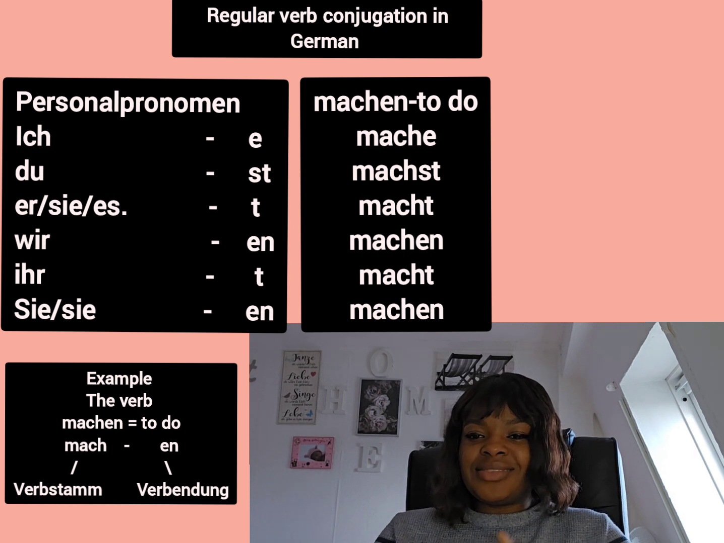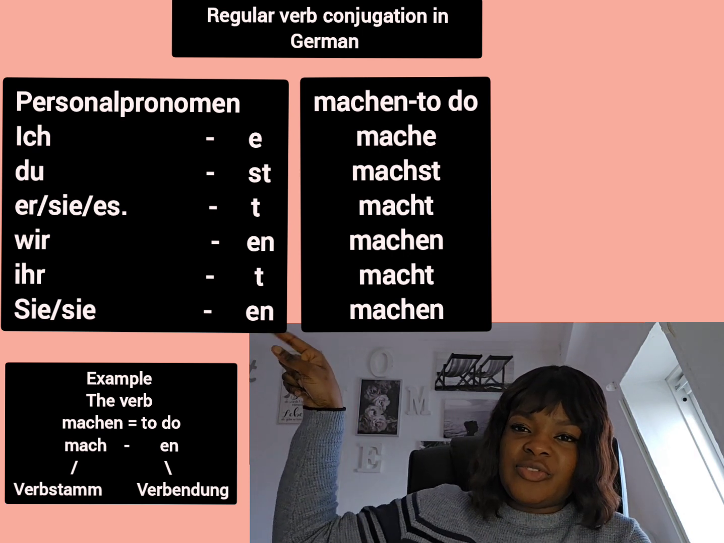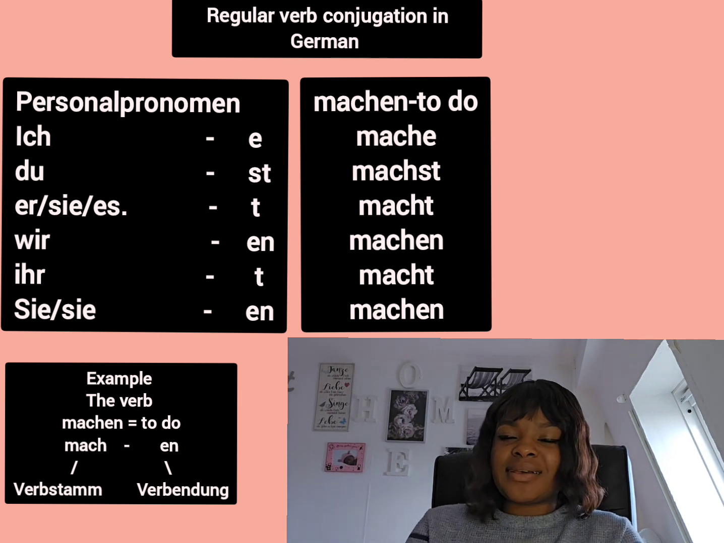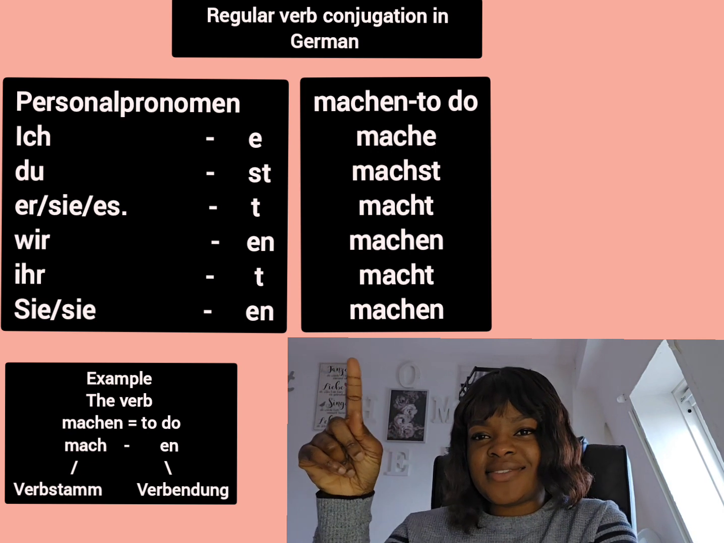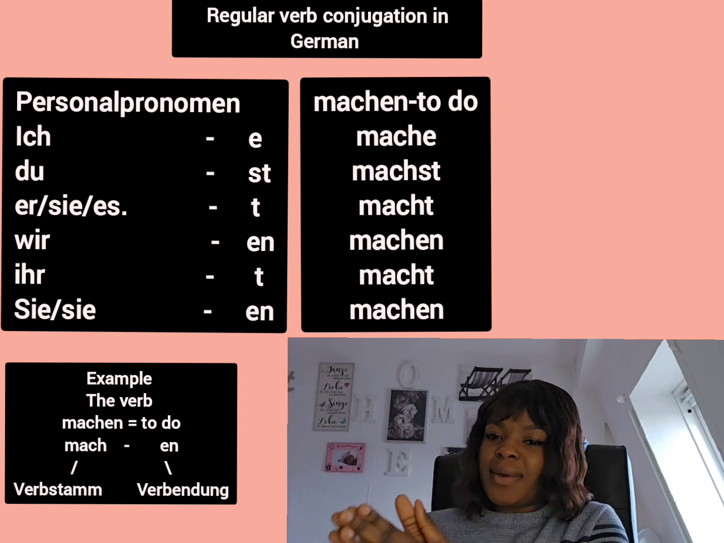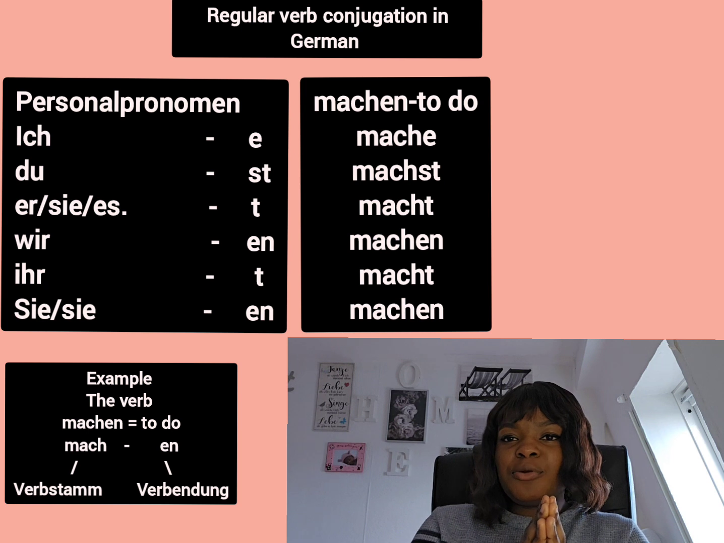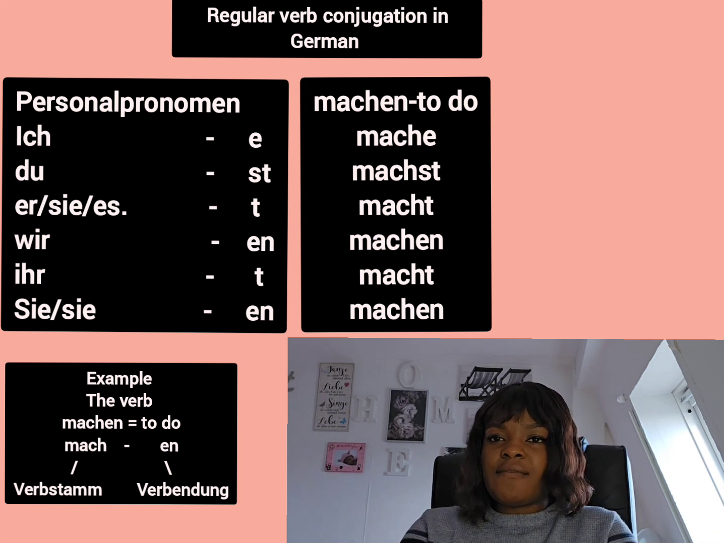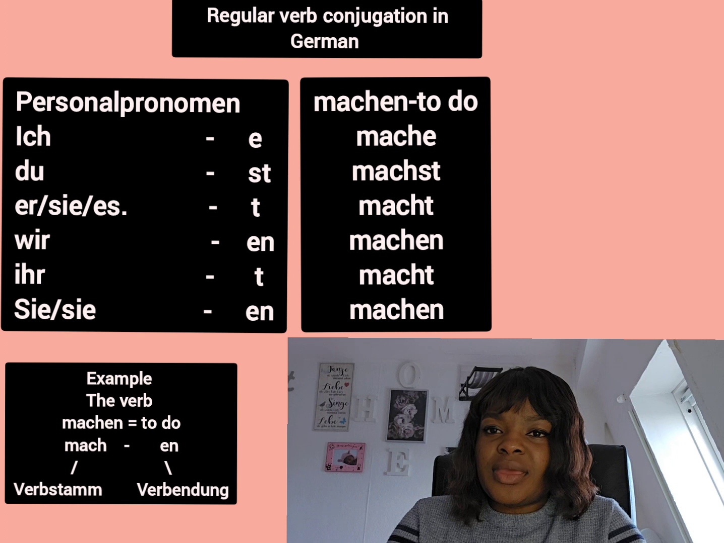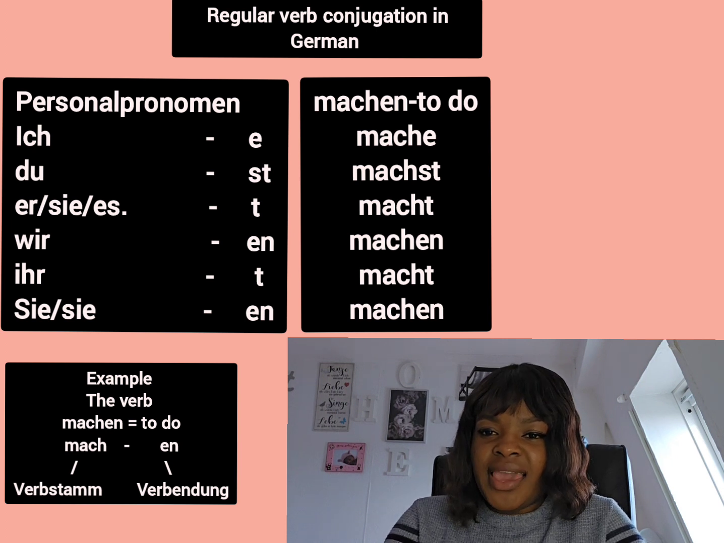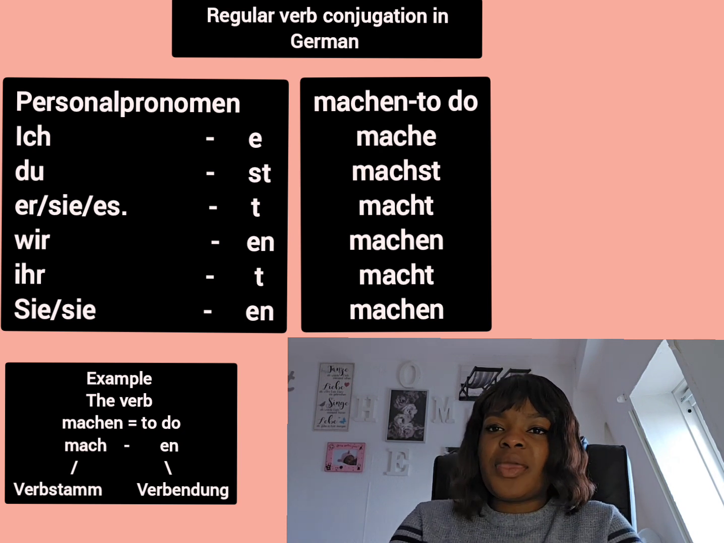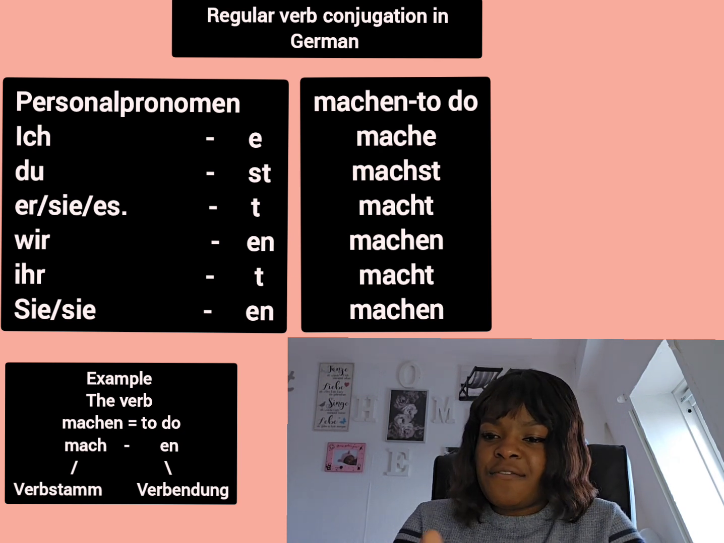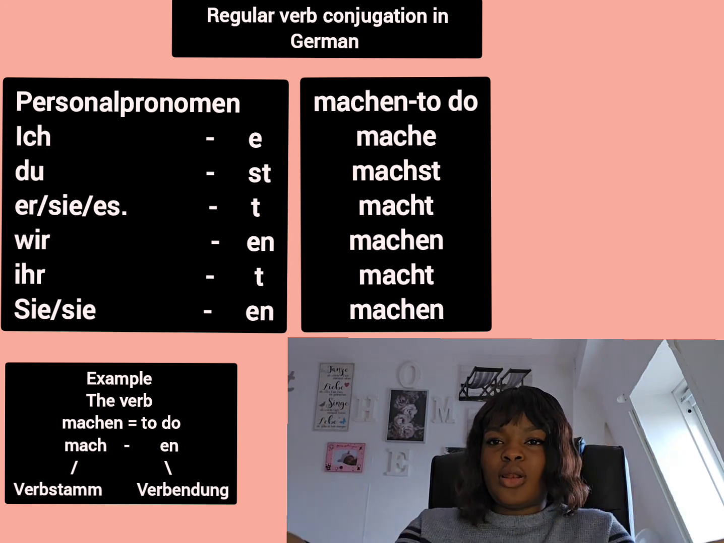The third person, er, sie, or es macht. We remove the ending and add t. We just add t to the ending. Er macht. The next one, the plural form, wir, we, wir machen. It takes the infinitive form en. We add en to the ending, just like the infinitive form. Wir machen.